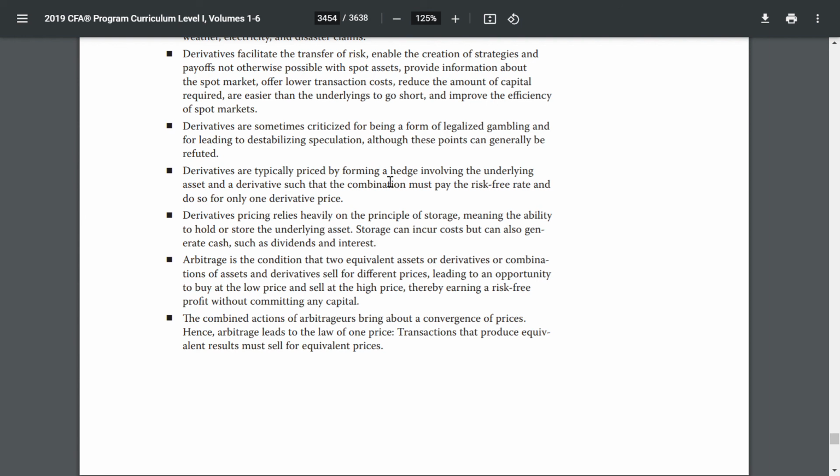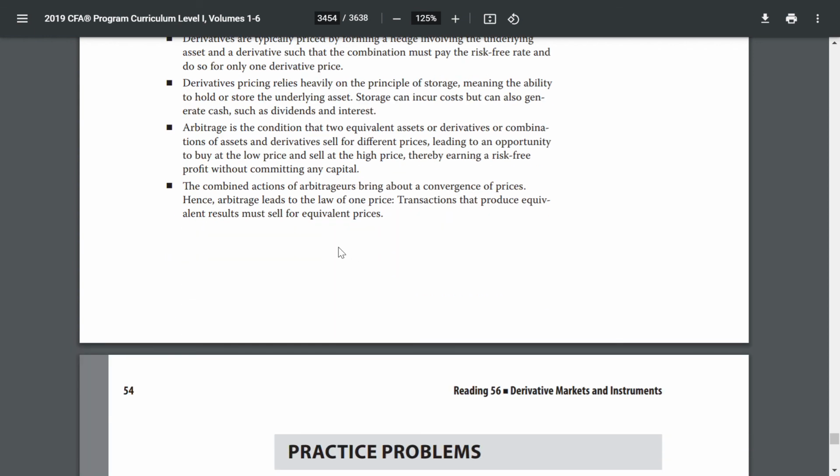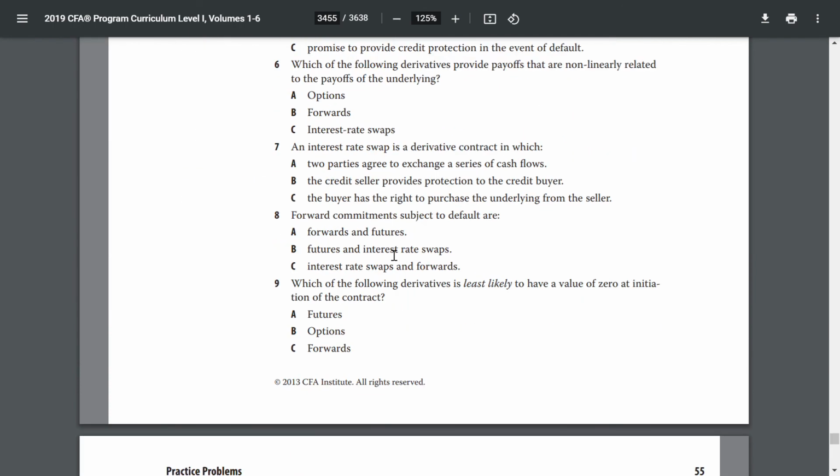Arbitrage is the condition in which two equivalent assets, or derivatives, or combinations of assets and derivatives sell for different prices, leading to an opportunity to buy at a low price and sell at a high price, thereby earning a risk-free profit without committing any capital. The combined action of arbitrageurs brings about the convergence of prices. Hence, arbitrage leads to the law of one price. Transactions that produce equivalent results must sell for equivalent prices. And this is reading 56.